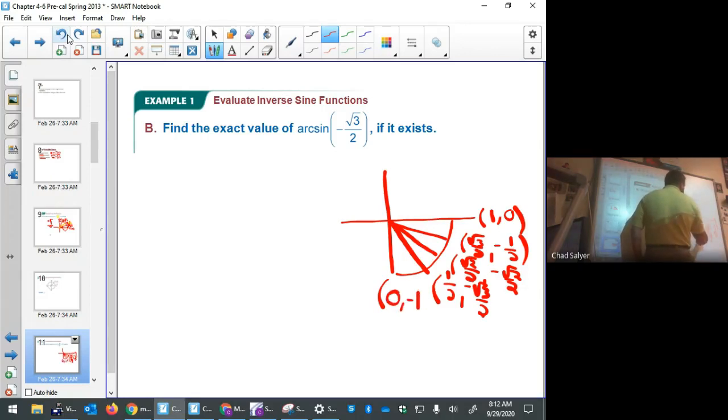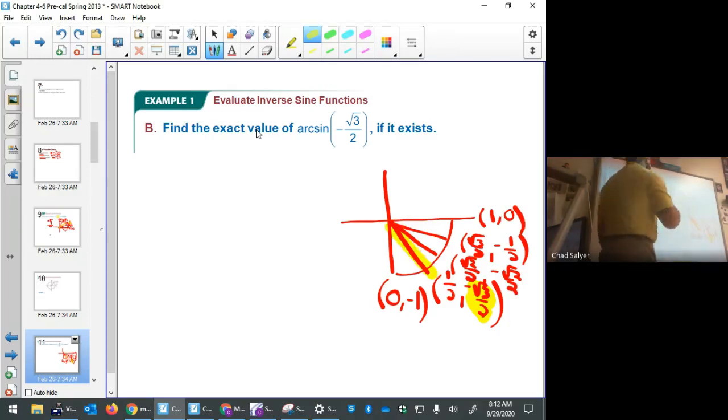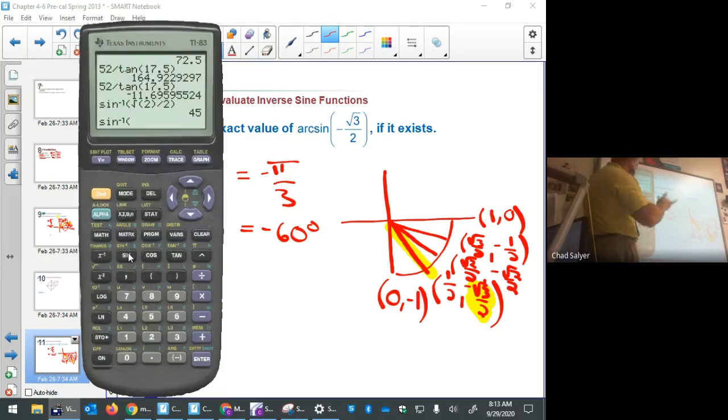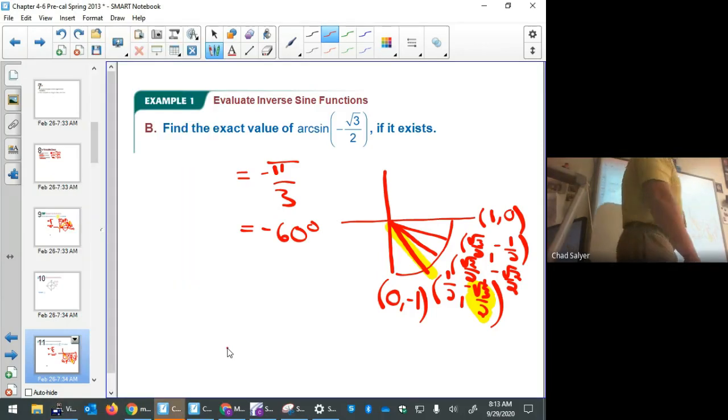Let's see. All right, so here we go. I see negative radical 3 over 2 for the y is here. So that's that one, and that's negative pi over 3. For negative 60 degrees. So sine inverse, we're still in degree mode, so we're good. Negative square root of 3 divided by 2, negative 60 degrees. Questions about that? Okay, cool.